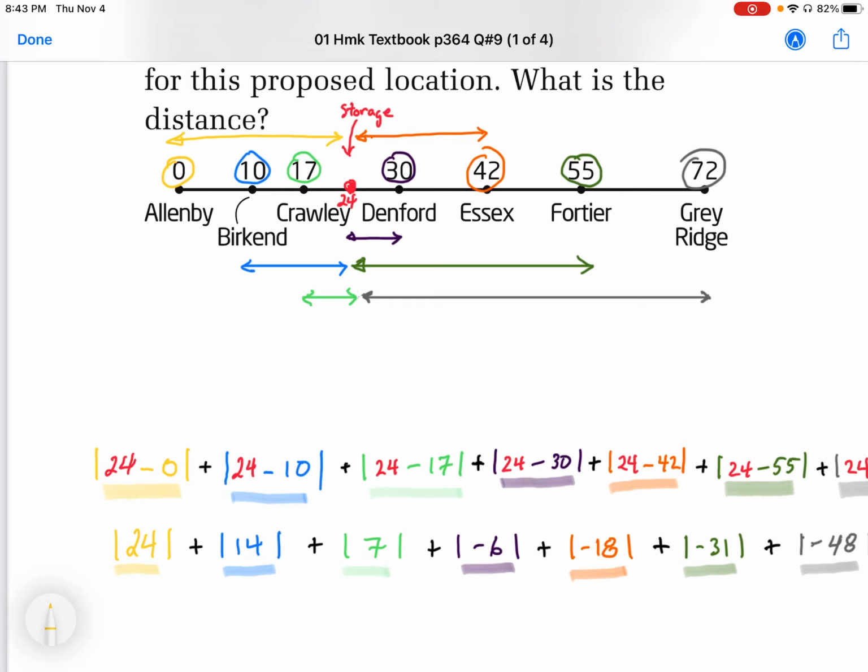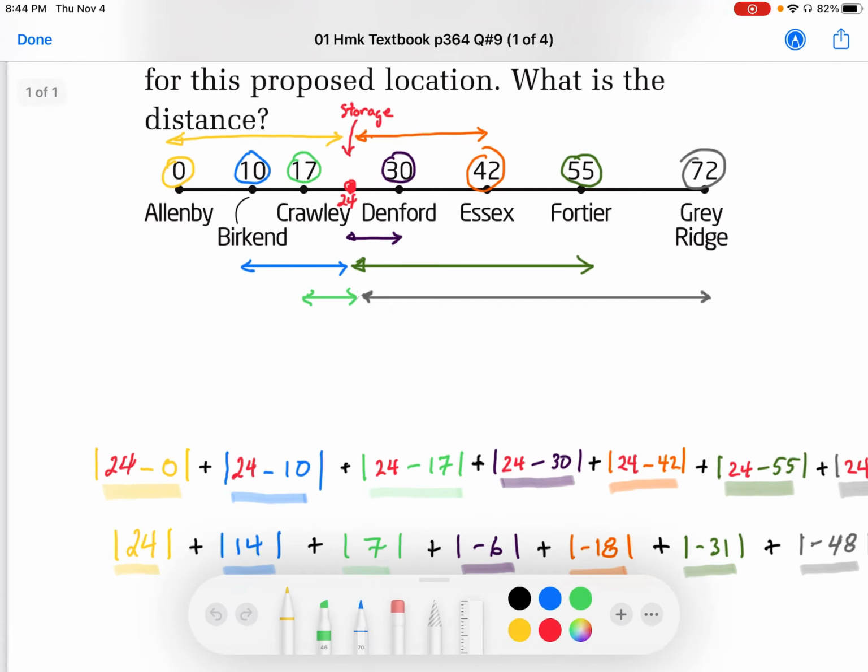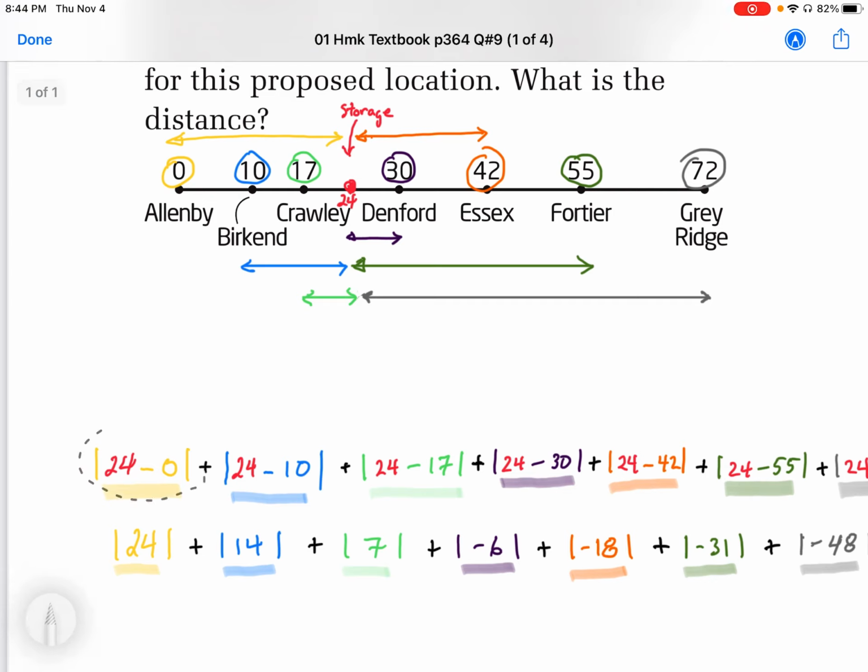So if we subtract on a number line, we get displacement. And if we take the absolute value of that, I would get the distance traveled. And that will give us this 24 that we get right here. So the position of positive 24 minus 0 is 24. We take the absolute value. And so that yellow line that I've drawn up here is that displacement. And when we put absolute value around it, we get the distance between Albany and the storage facility. And I did that for every town.